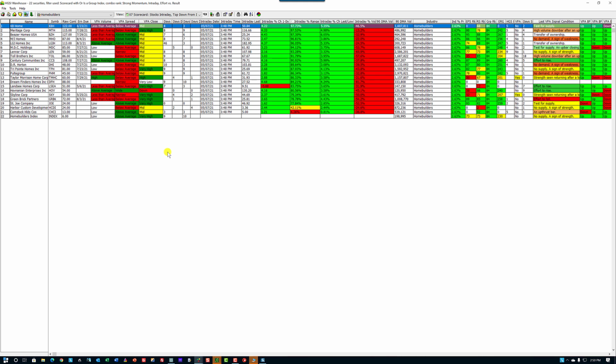Now let me bring a little bit of Wyckoff in here. These are my Wyckoff columns, which Matt put into the program. And you can see that on KB, even though it's hitting its high, the VPA volume is less than average. The spread's below average. And the close right now, well, actually, this was yesterday.